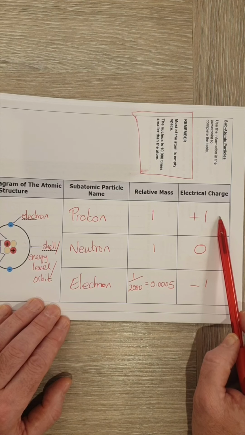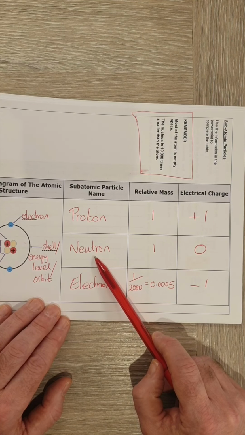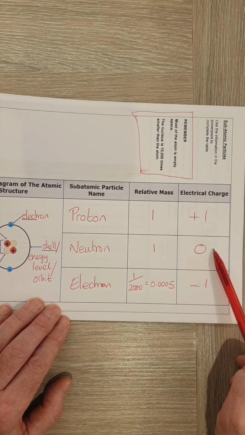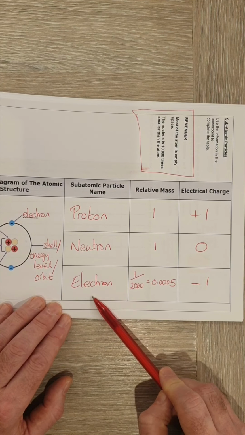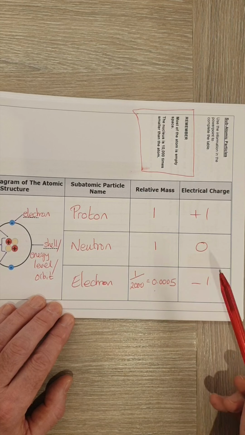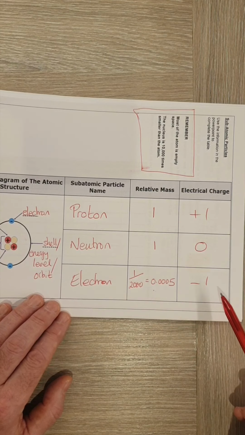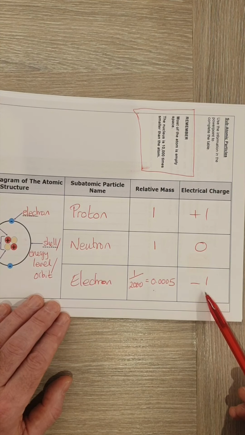And it's got a charge of +1. The neutron also has the same mass as the proton, but its charge is 0. And the electron, which is a very tiny particle, has a mass that's 1 over 2,000 times smaller than that of the proton, but it's got a charge of -1.